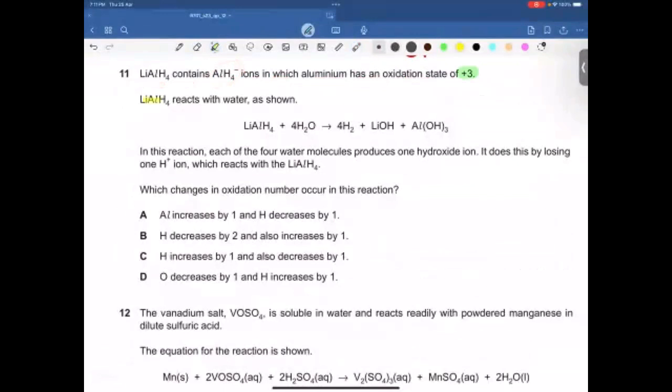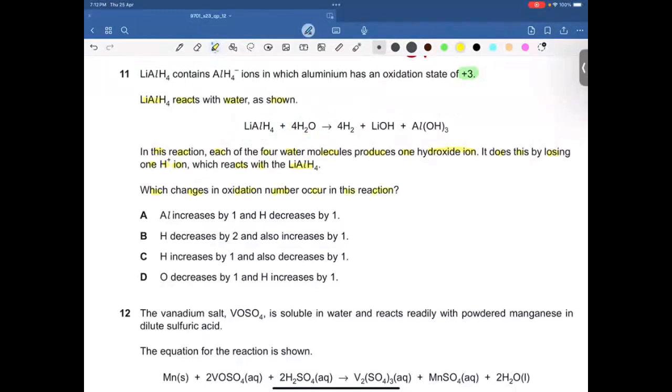Lithium aluminum hydride reacts with water as shown. Okay, so it is hydrolyzing with water, converting into hydrogen gas, lithium hydroxide, which is your alkali, and aluminum hydroxide. Okay, in this reaction, each of the 4 water molecules produces 1 hydroxide ion. It does this by losing 1 hydrogen ion, which reacts with the lithium aluminum hydride. Which changes in oxidation number occur in this reaction?